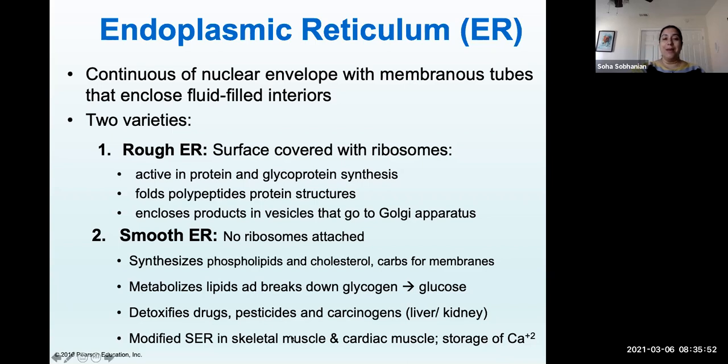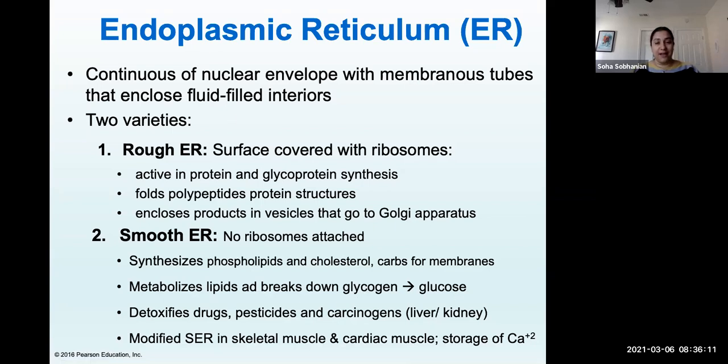But going back, it says it basically metabolizes lipids and breaks down glycogen and glucose. We're not really getting into this. That gets a lot more complicated. So the main thing I want you guys to know is conversion of glycogen to glucose when it's needed.